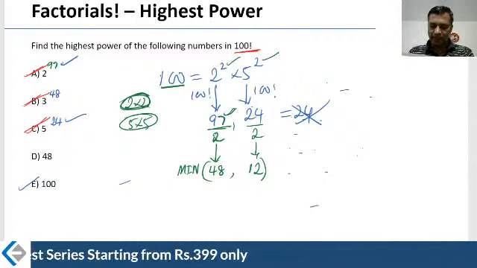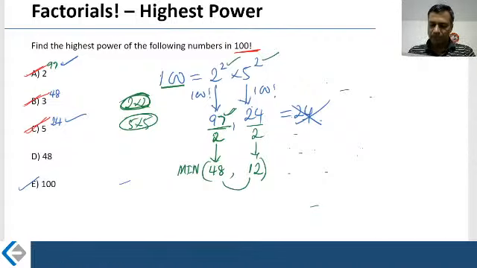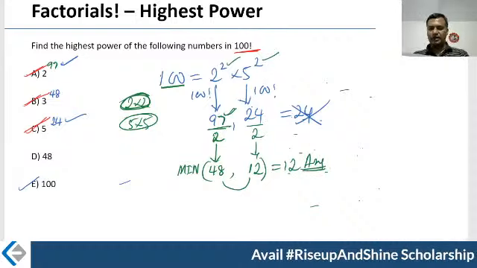What do you all know? You have to marry these pairs. What is the minimum of this? It's going to be 12. That's your answer.